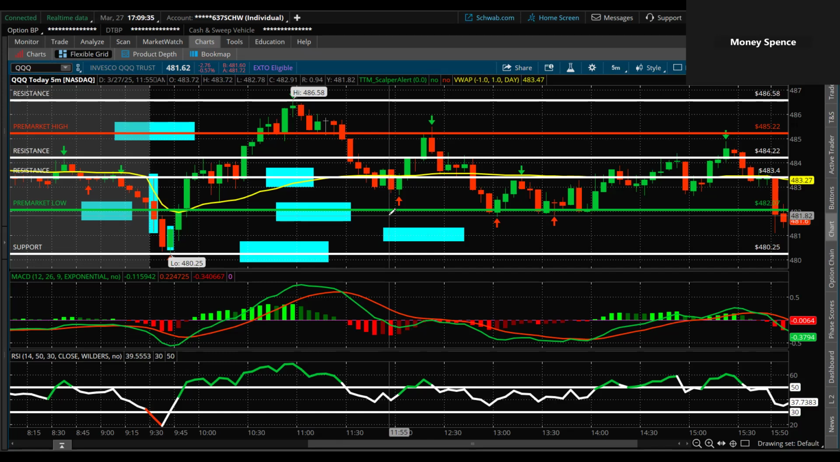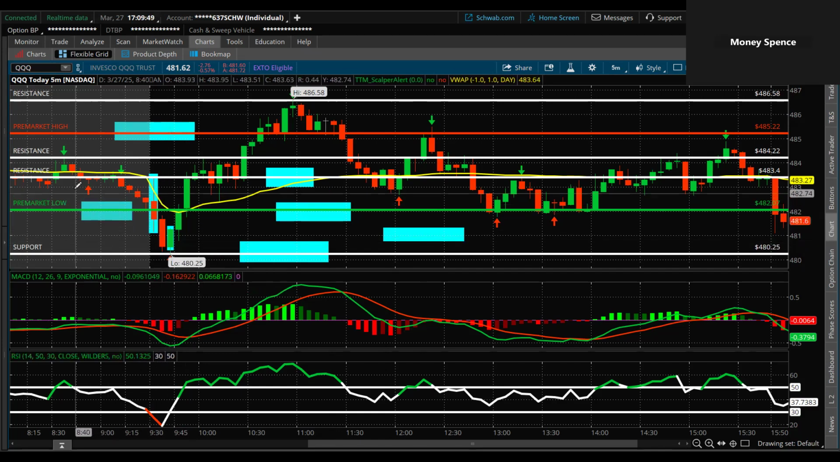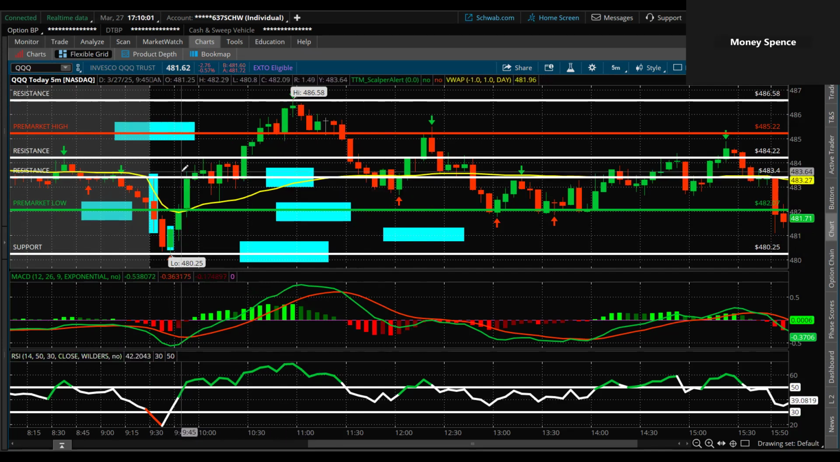So you could have gotten in on the $482 calls back towards the upside. You could have purchased right here at 9:40 a.m. And then if you wanted to be on the safe side, you could have sold at the intraday resistance from the morning session when we opened up. The intraday resistance was at $483.40. You could have sold right here on this bullish candle. Another quick 10 to 15 minute play.